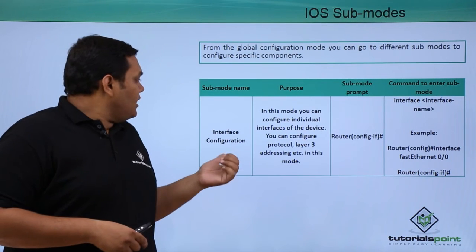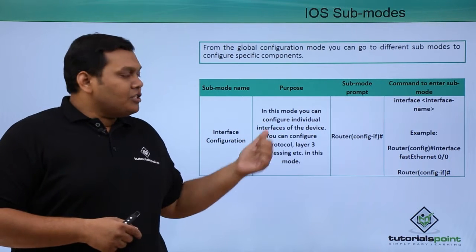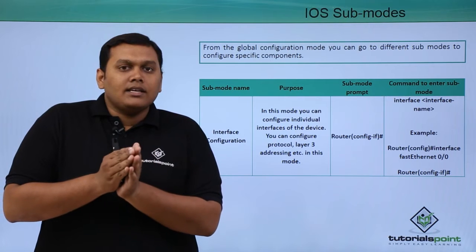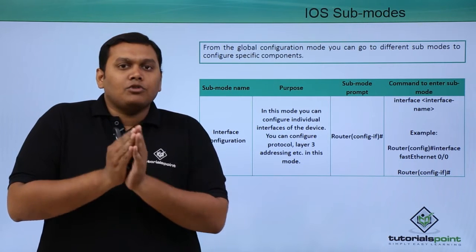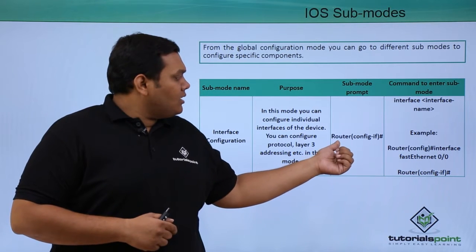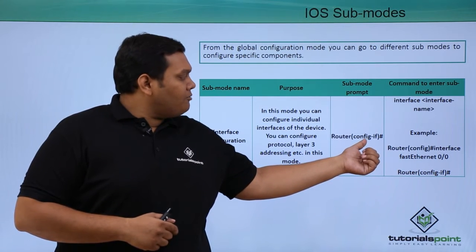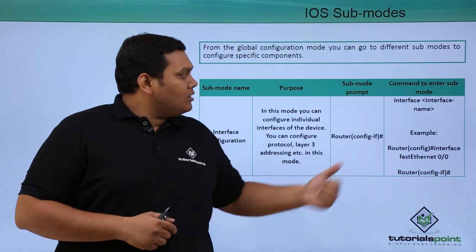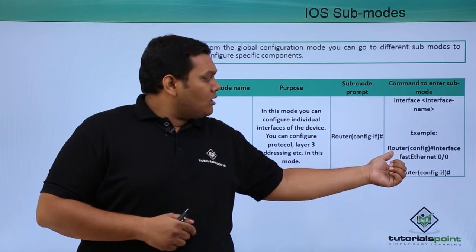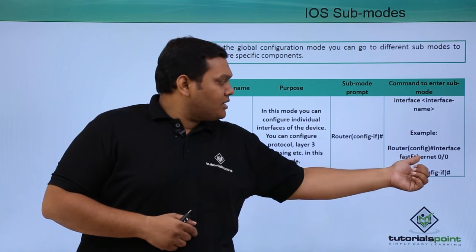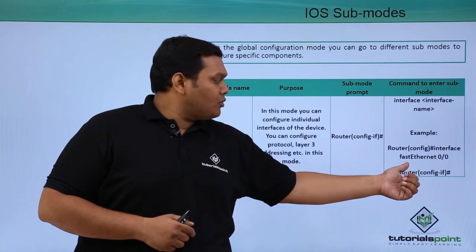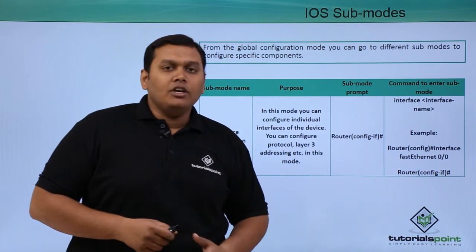The three submodes are, first, interface configuration. In this mode, you can change the interface configuration and assign the Ethernet devices. Troubleshooting is also done in this configuration mode. It appears like this: router(config-if). Coming to the command to enter the submode, you enter router(config)# interface FastEthernet, then the global configuration mode will automatically enter into the router interface configuration mode.